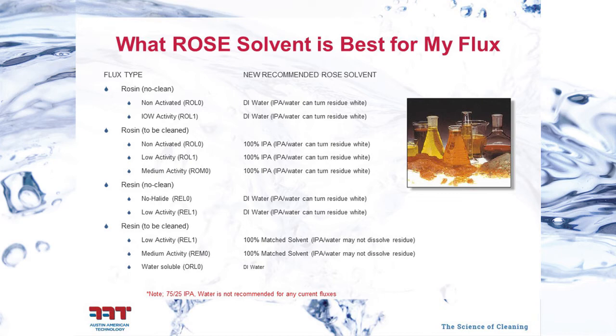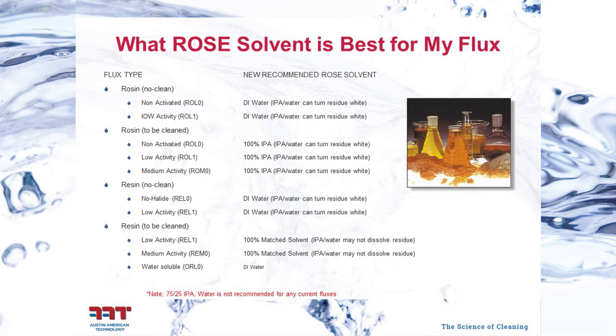So if you're using a rosin, which would be a no clean, there's two different types basically, a non-activated and a low activity. What we've noticed is that 100% DI water does the best at dissolving any free ionic contamination. IPA and water in any concentration can actually turn the residue white, anything that's left behind. I'm sure you've heard of customers that complain about that. It's something we've seen quite a bit as well, but in our testing we noticed that DI water actually removes the ions and does not leave any residue.